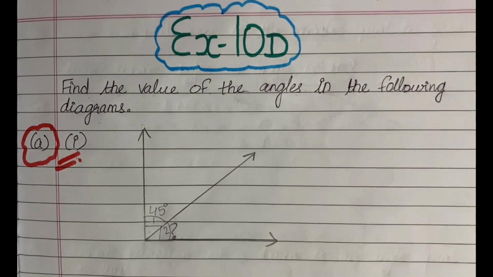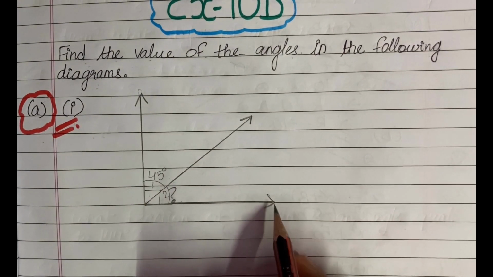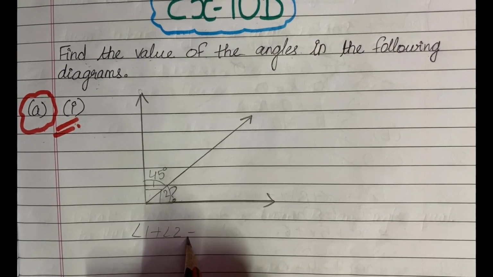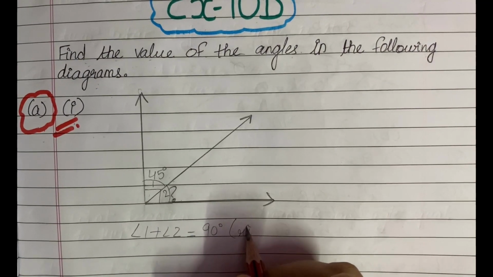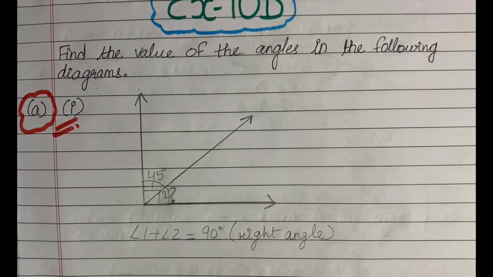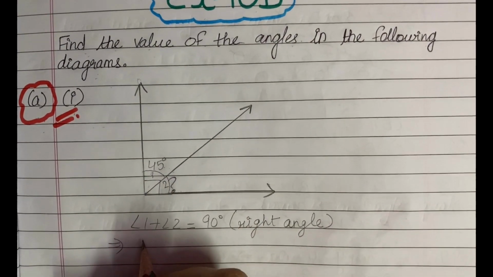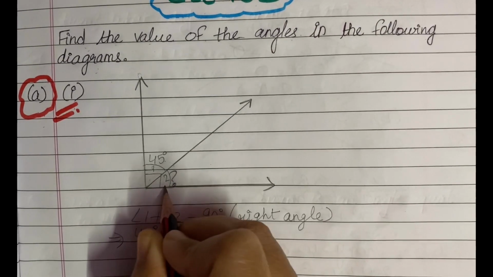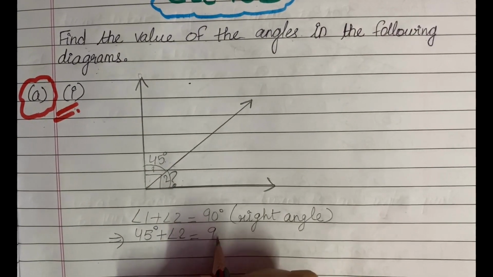Now students, since the whole angle is 90 degrees, this means angle 1 plus angle 2 will be equal to 90 degrees. And inside the bracket write the reason. Reason is right angle. Now what is the value of angle 1? Angle 1 is 45 degrees. So write the value here, 45 degrees, plus angle 2, which we don't know and want to find out. So write angle 2 as it is, equal to 90 degrees.